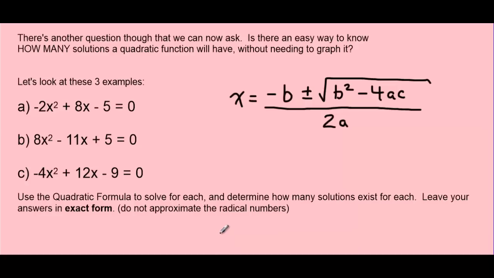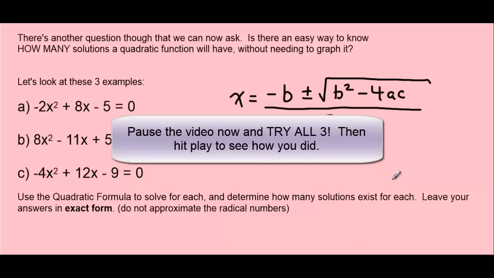One other thing to take note of is I want you to leave your answers in exact form. If you remember, in previous lessons we talked about how to simplify radical numbers. So if you end up with a radical number underneath a square root, like this square root of b squared minus 4ac, I want you to take that square root and simplify it as much as possible. Do not round your answers to decimal places. We want to leave it as an exact answer.